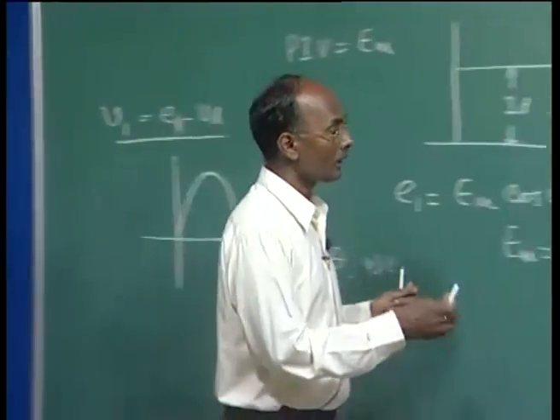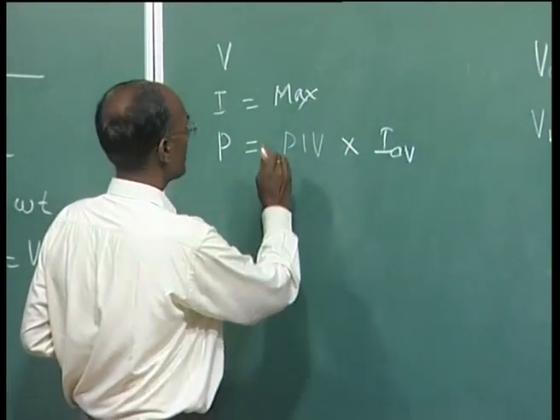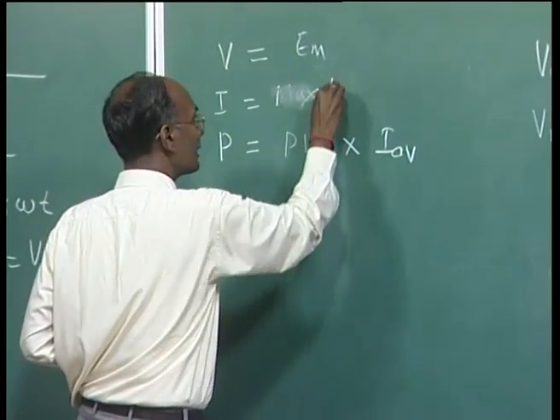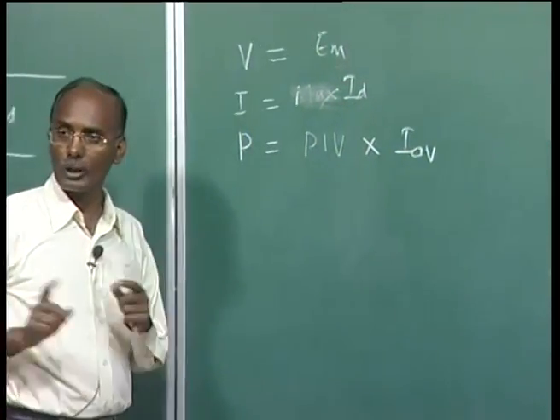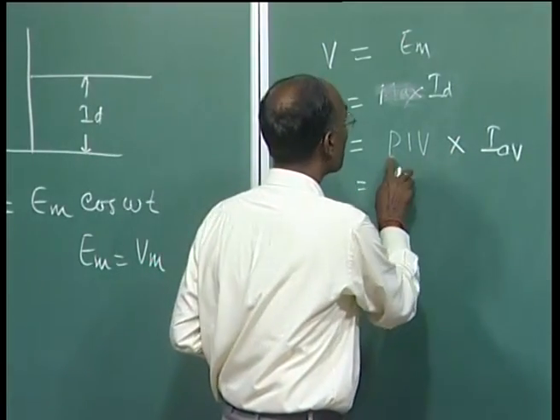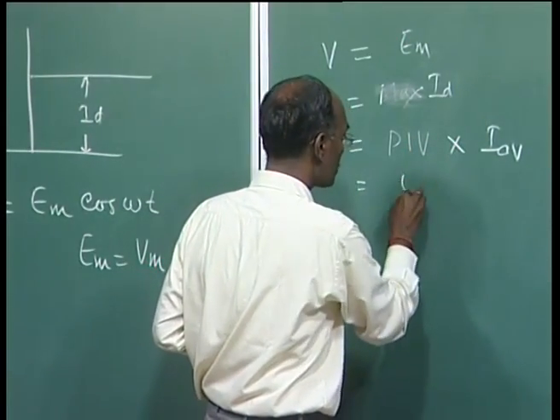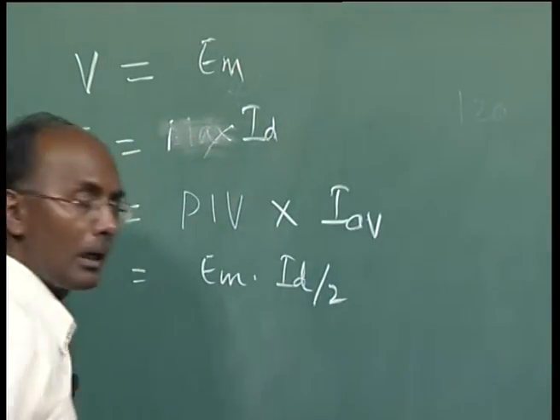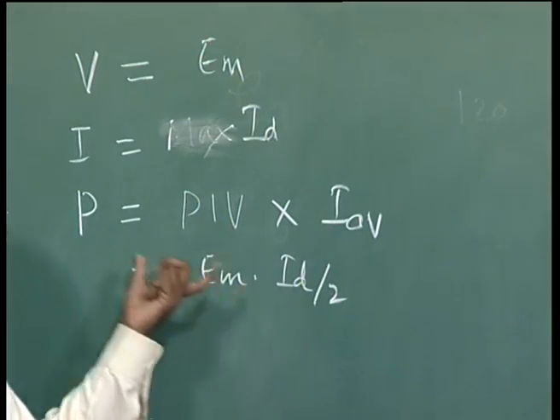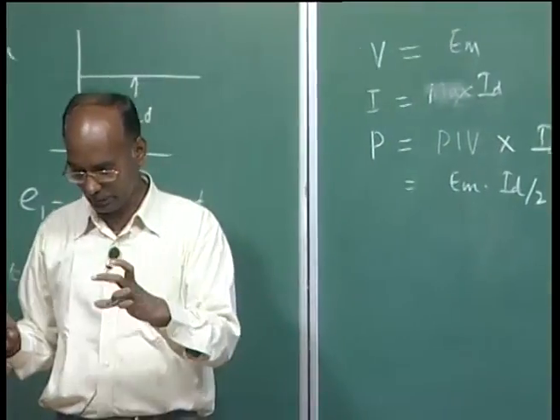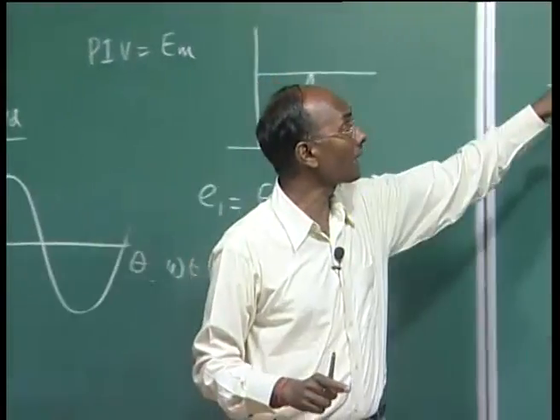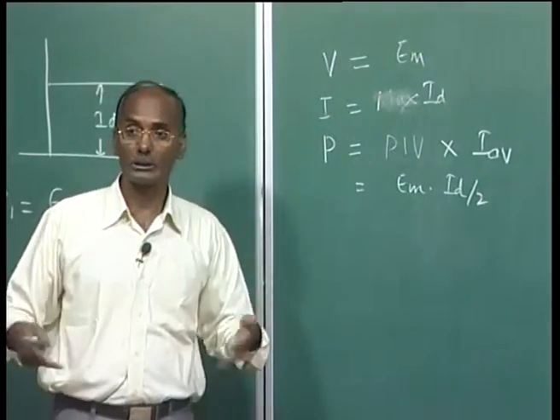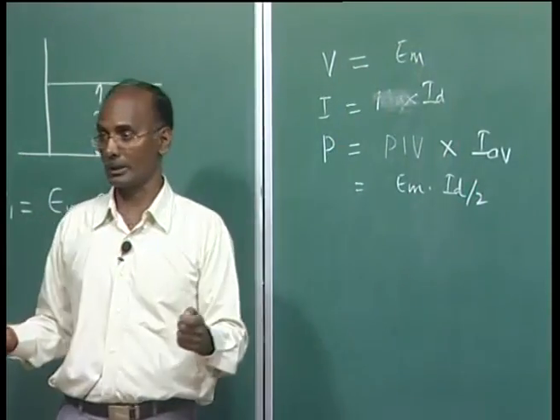For example, suppose the voltage rating is Em and the current rating is ID, because that is the maximum current flowing. In one case the rating is Em into ID by 2, in another case it is ID. The power rating of a rectifier valve may be the same, but the voltage rating can change. So the cost of that valve will be more, twice this, because the voltage rating is very, very important.